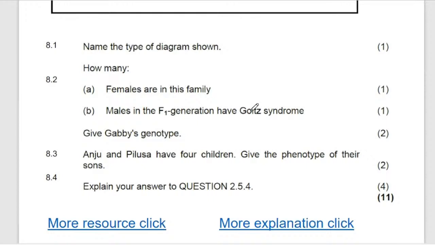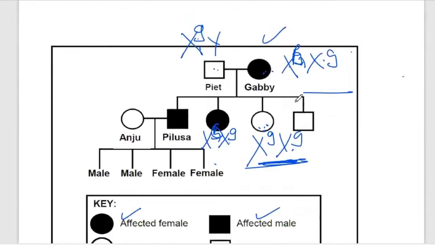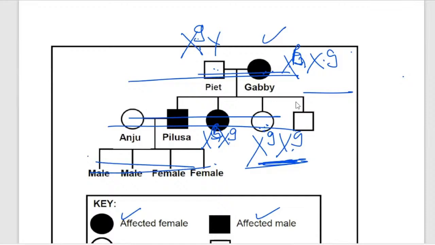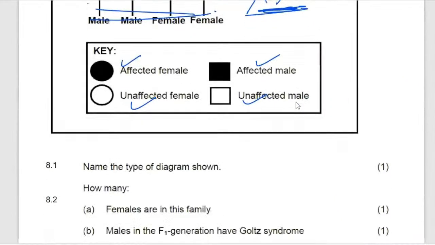How many males in generation 1 have the syndrome? Where is generation 1? The first generation. Remember, this is generation 3. They are looking for males in generation 1: 1, 2, 3. They're talking about generation 1 with the disease. The answer is 0, because it's caused by a dominant allele.